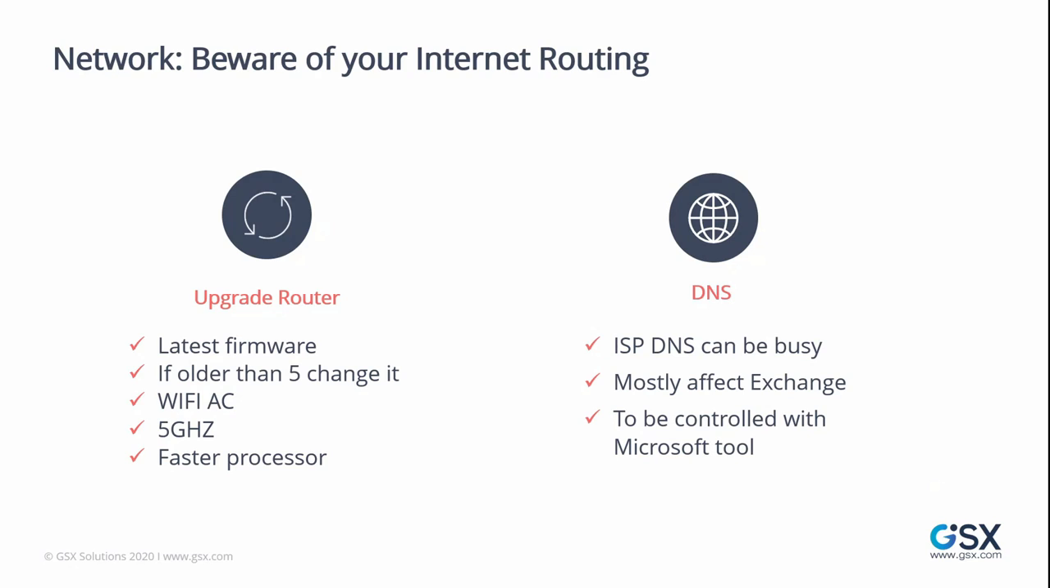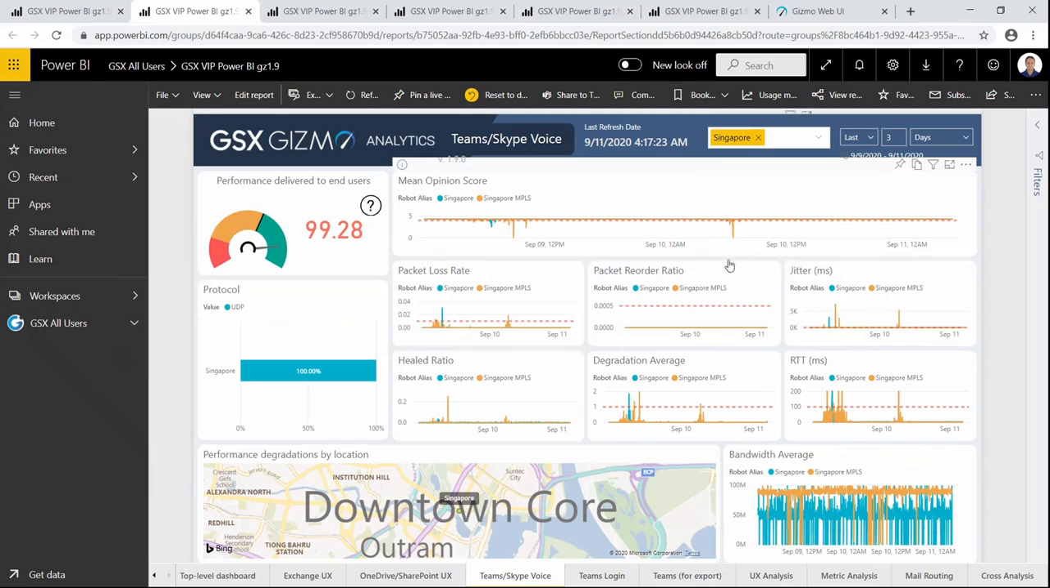Also, some old routers do not give access to, for example, the different 5G or 2.4G bands. So you need to check that to make sure that your users and also your VIPs have access to this kind of feature. And of course, having a faster processor usually improves the connection performance. We had that kind of issue in Geneva, and I will show you that right here.